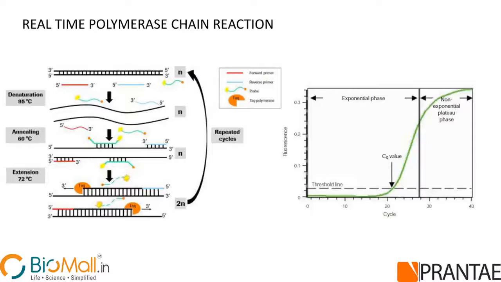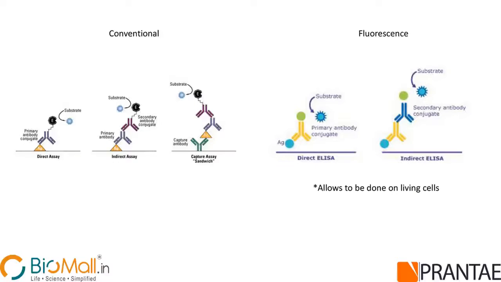You do this process and you will have a huge amount of fluorescence coming out of your system at the end of the cycles. And you know that, yes, I am infected with COVID. Now that was more at the DNA and RNA level.